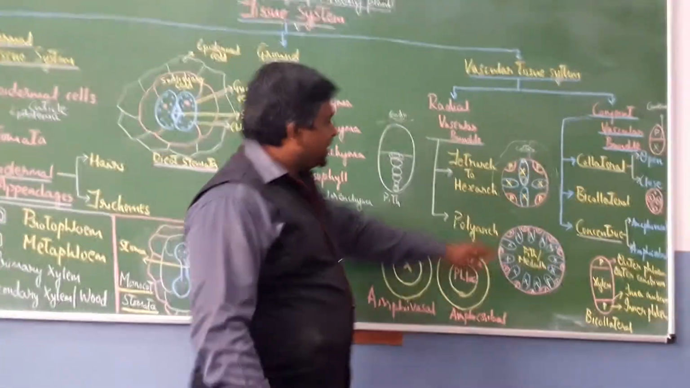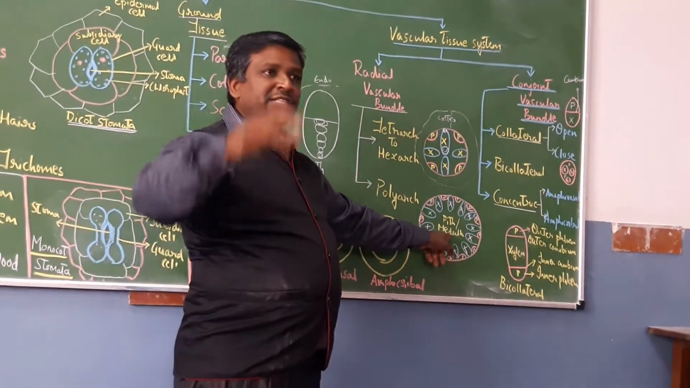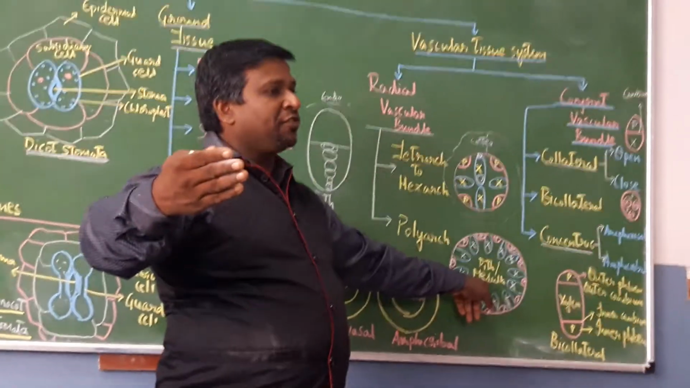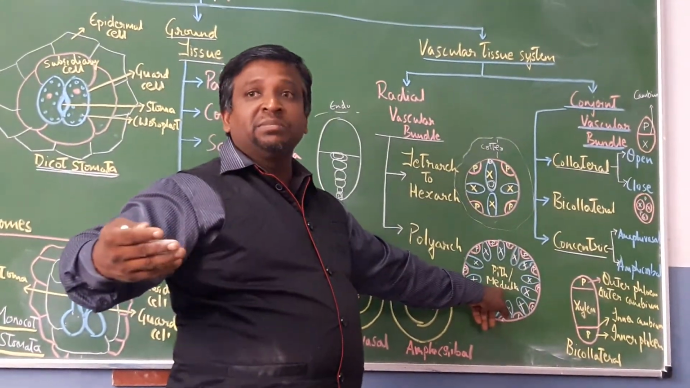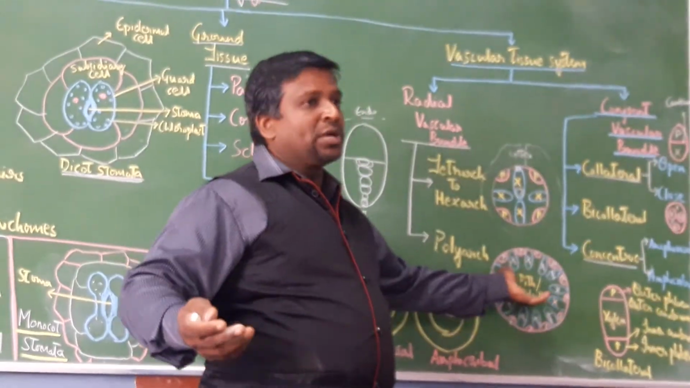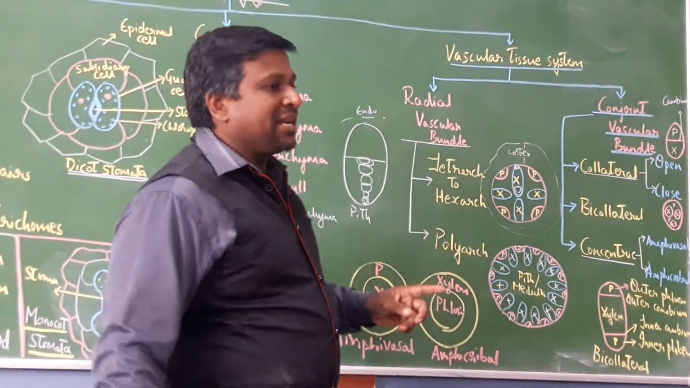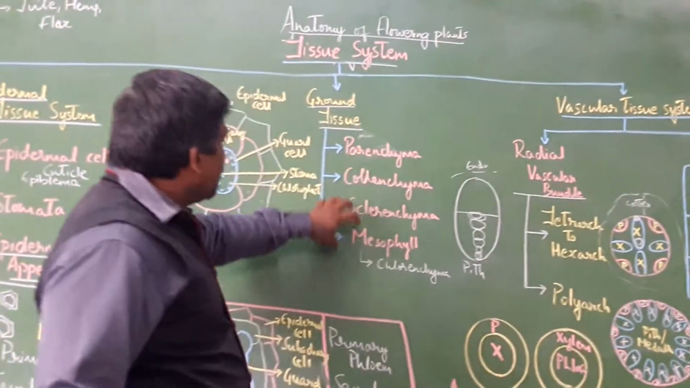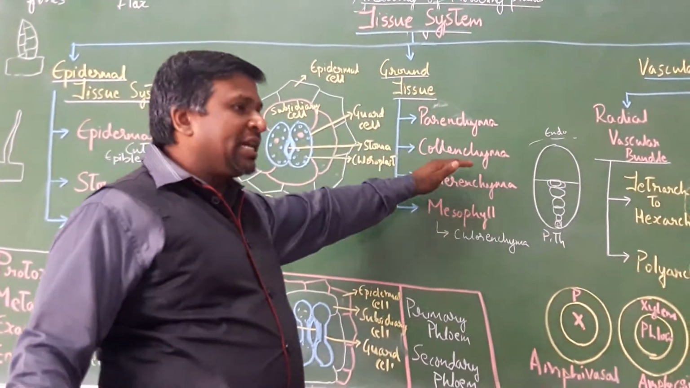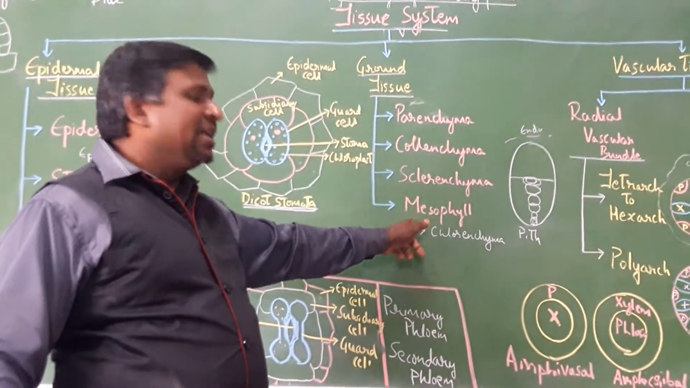Now there is the pith. This is the stele. At the center there is pith or medulla. This pith or medulla is also made up of parenchyma, or in some, sclerenchymatous cells. Mostly pith or medulla is made up of parenchyma. So they are all the components of ground tissue: parenchyma, collenchyma, sclerenchyma. We have already discussed them, I am not going to discuss again.